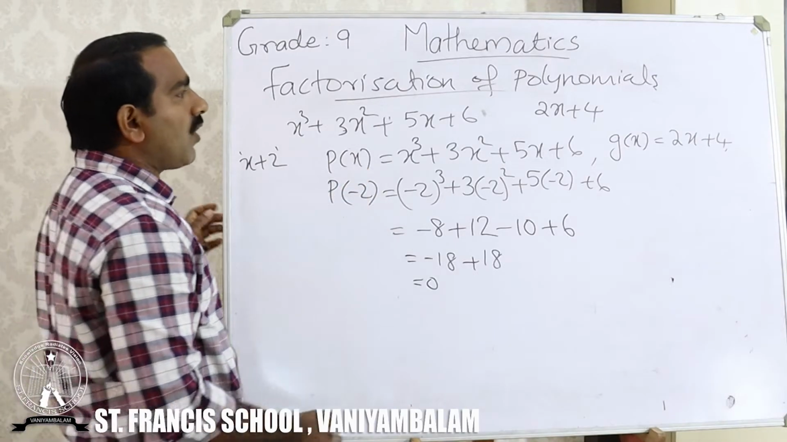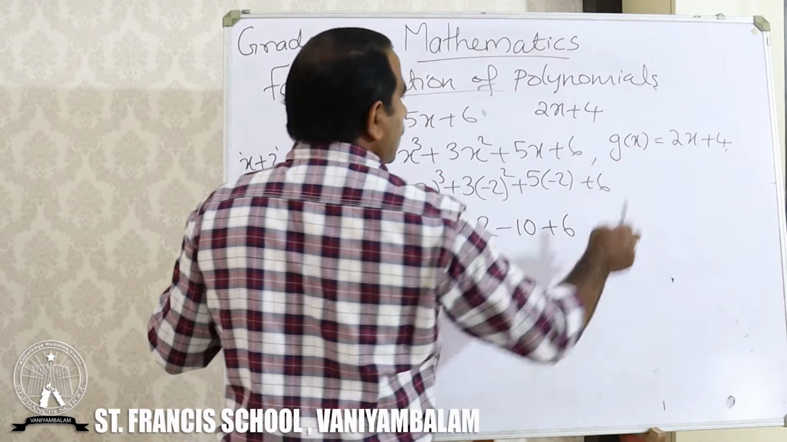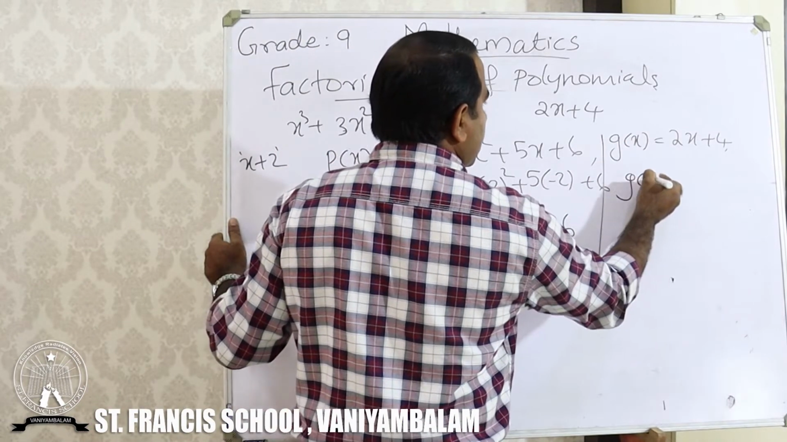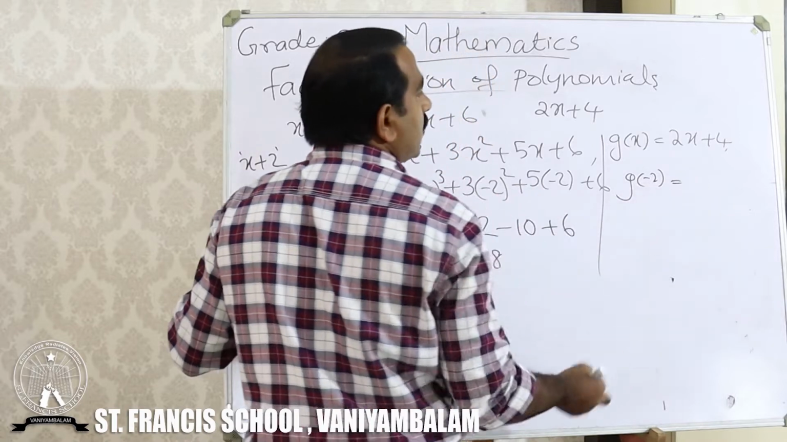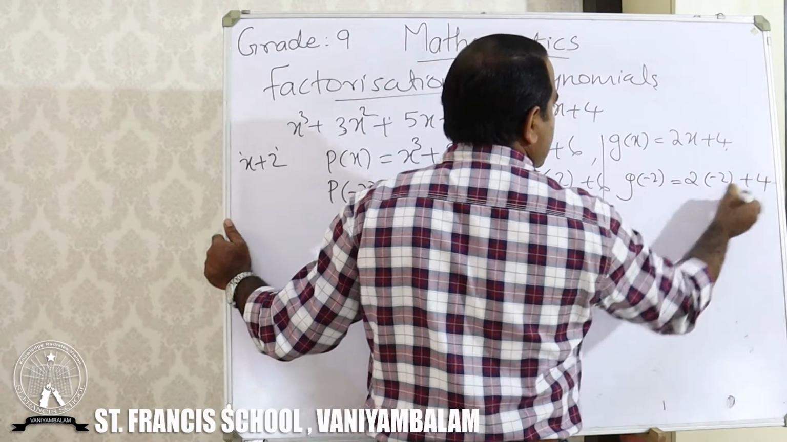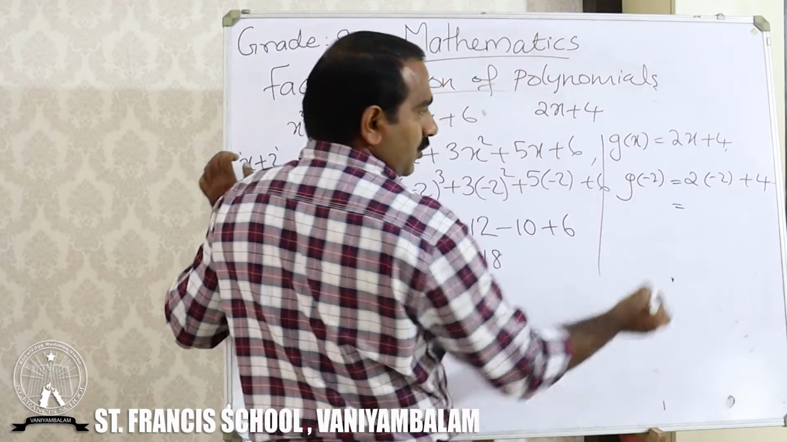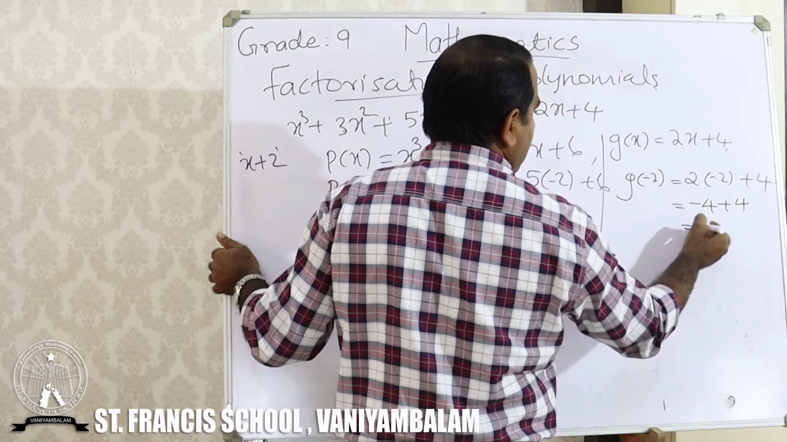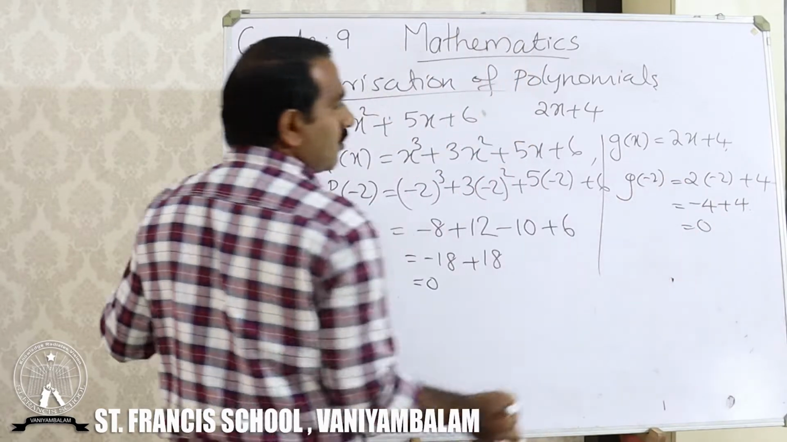Okay. Now we are going to check the second polynomial 2x plus 4. So we are going to find g of minus 2. What is g of minus 2? g of minus 2 equal to 2 into minus 2 plus 4. What is 2 into minus 2? 2 into minus 2 is minus 4 plus 4, that is equal to 0. g of minus 2 also 0.